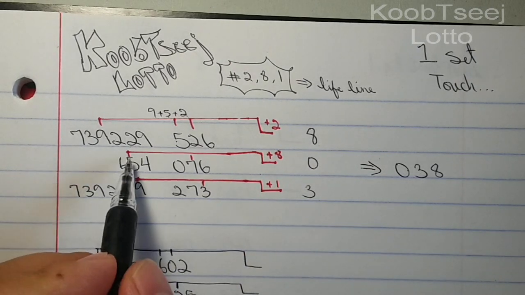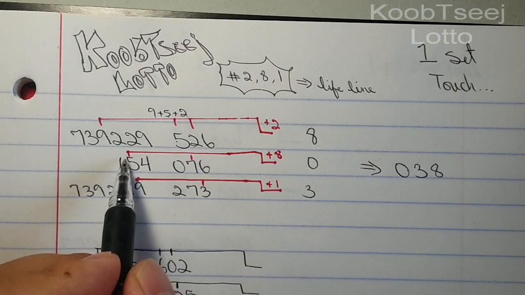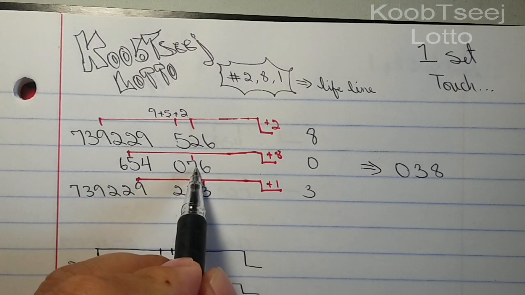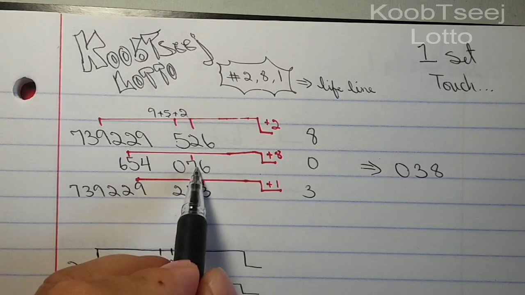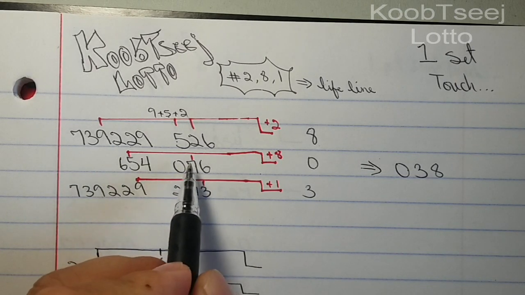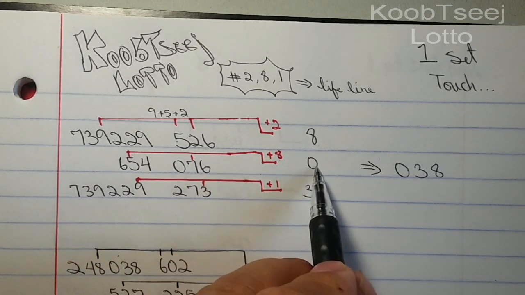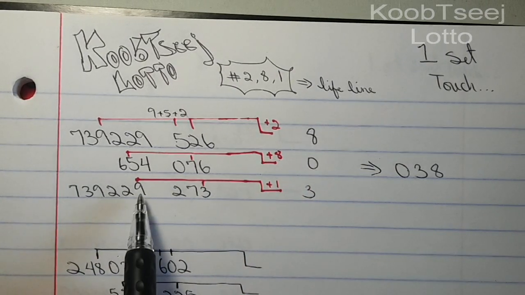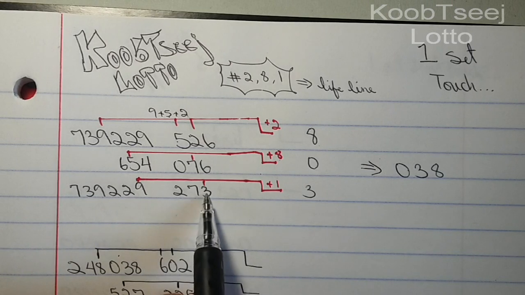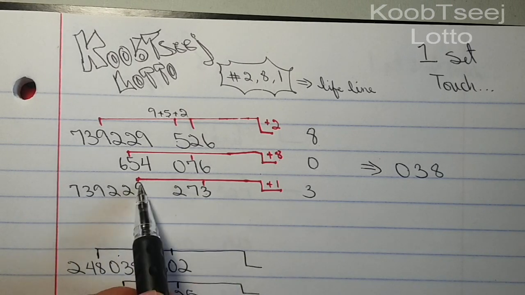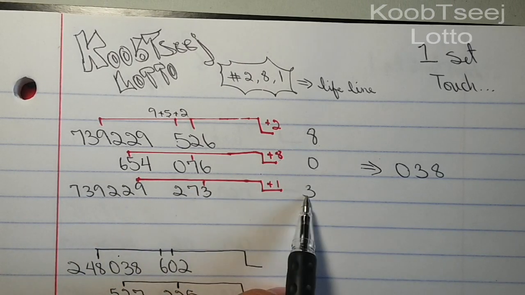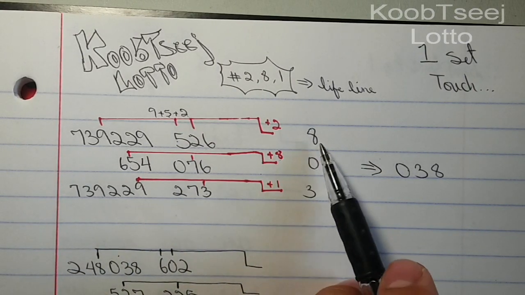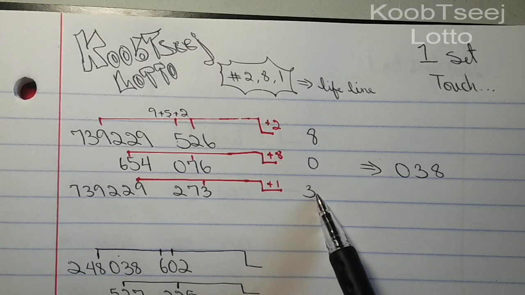Now we have 5 plus 7, okay. Okay, so we have 20. Okay, so we take the 0. So right here we have 9 plus 3. Okay, which is 12. 12 plus 1 is 13. So we have 8, 0, 3.